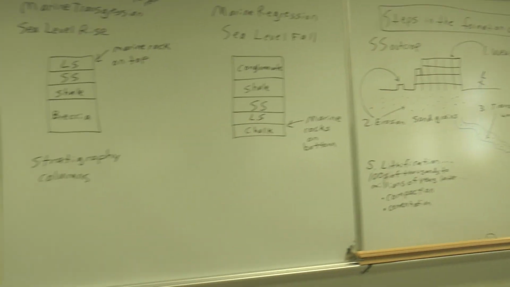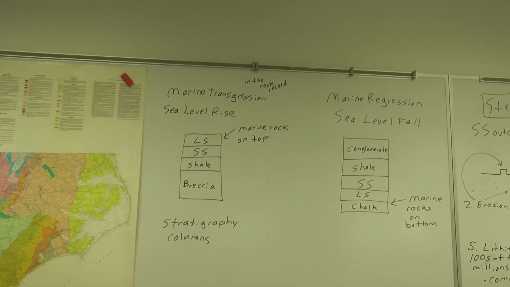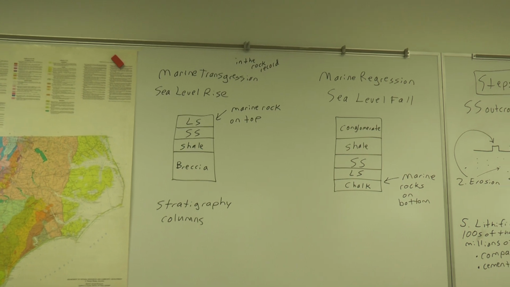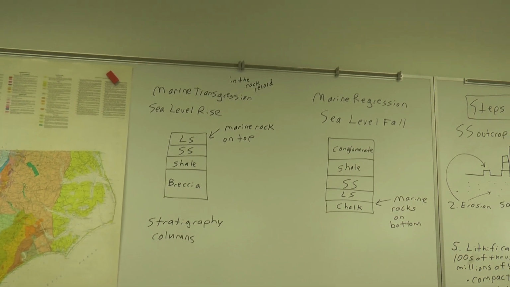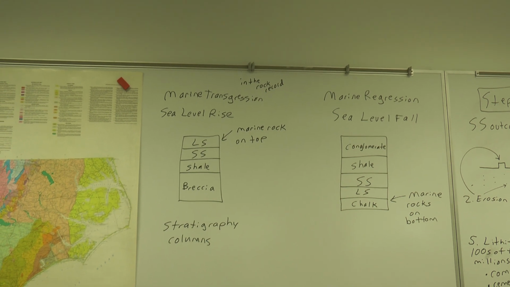Okay, we're just going to have 2 videos, not 3, and we are going to look at our last topic for this video. What we're looking at here is what a marine transgression would look like in the rock record versus a marine regression. I discussed these things in the narrated PowerPoints.